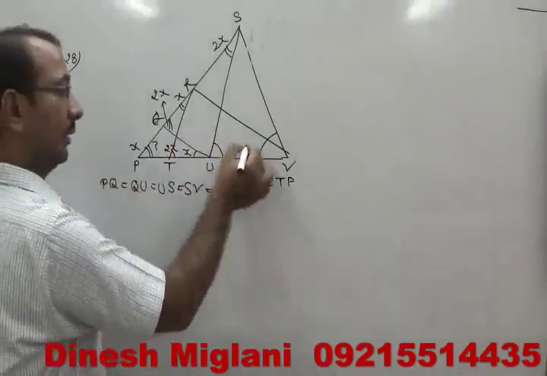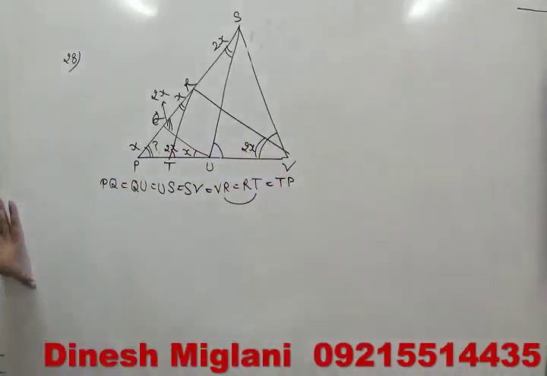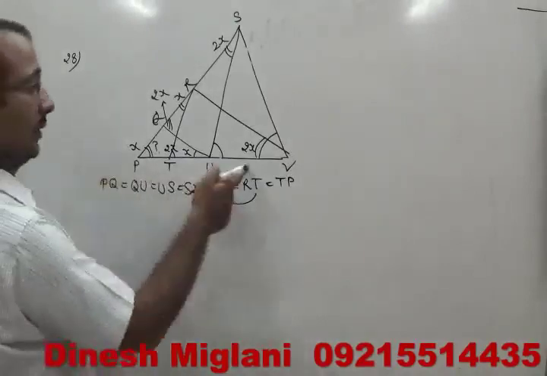You can say this is 2x, it means it must be 2x. From here to here, this must be 2x. Right. RT is equal to VR. Now VR is equal to SV. It is given that VR is equal to SV. Now what I can say, this is x, this is 2x.